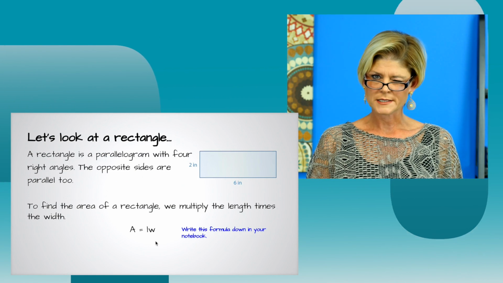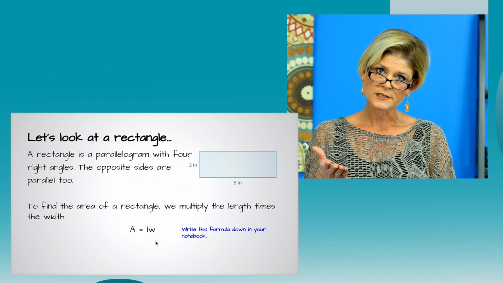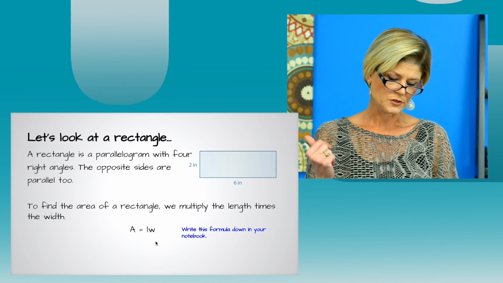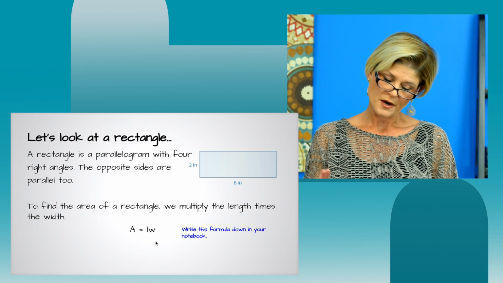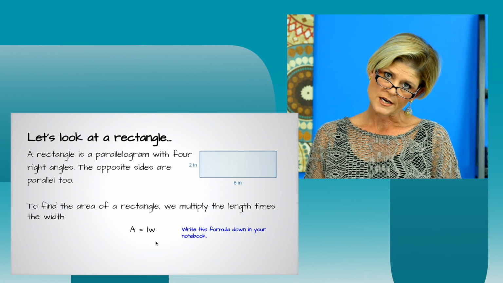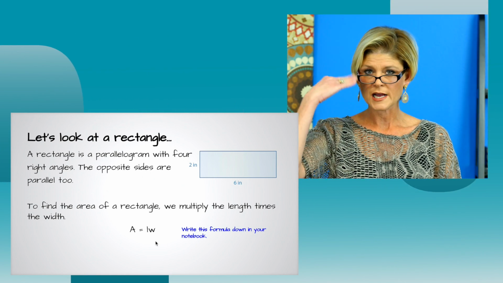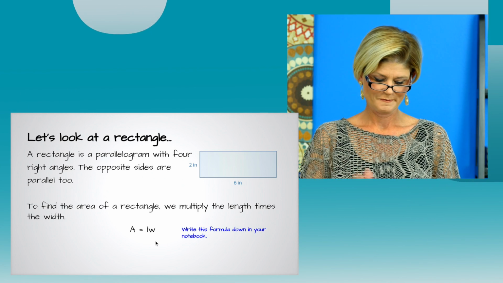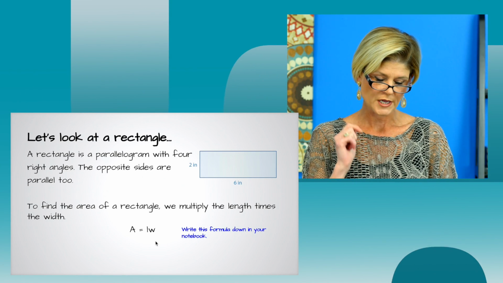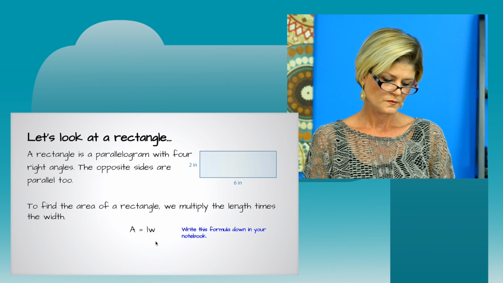Let's start by looking at a rectangle. A rectangle is a parallelogram. It has four right angles, and the opposite sides are parallel too. So to find the area of a rectangle, we multiply the length times the width. And you might want to write that down in your notebook: A equals L times W.